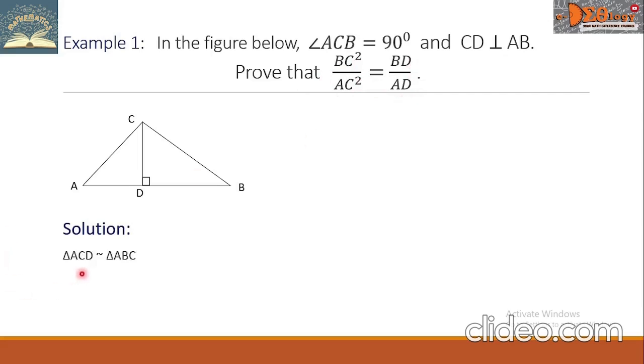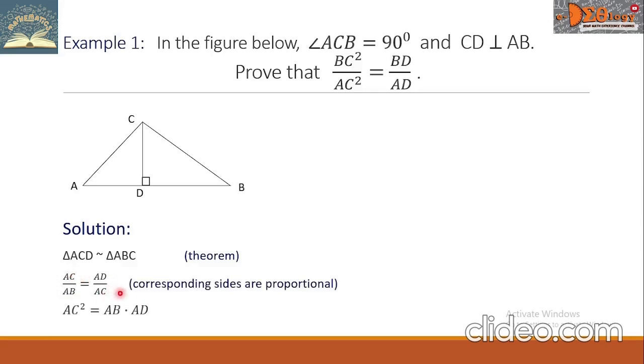The triangle ACD is similar to the triangle ABC that is based on the theorem in the beginning. So we can write AC over AB equals AD over AC. We know that corresponding sides are proportional. When we cross multiply, the left side becomes the square of the side AC equals side AB times side AD. This is our equation 1.